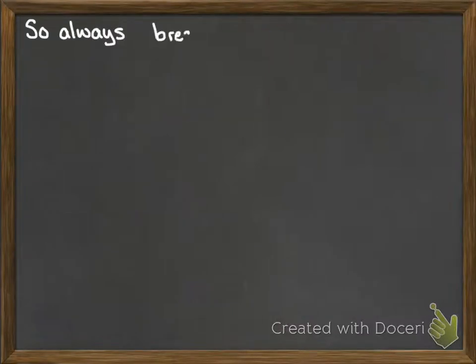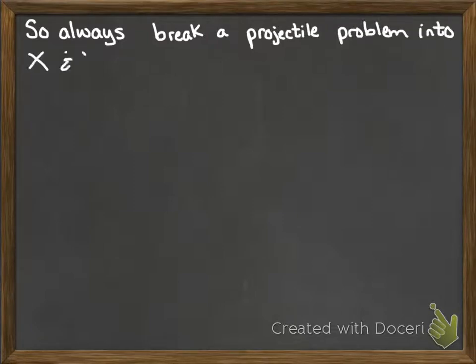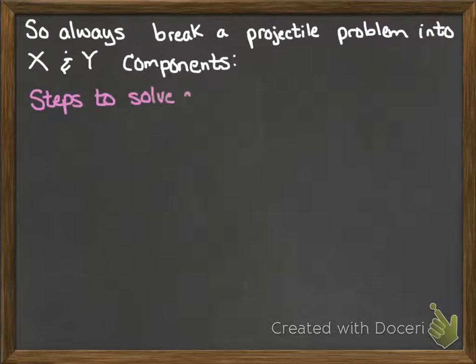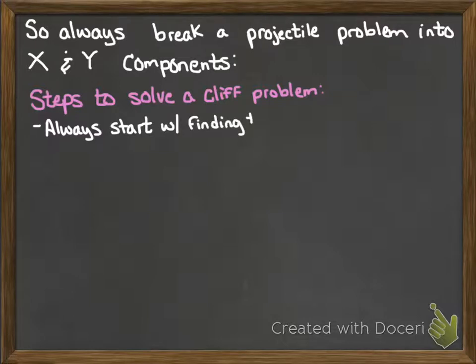And let's go ahead and look at the rules. The first thing we want to do is we always want to break a projectile problem into the x and the y components. And let's look at the steps for solving this. This will be for any of the cliff type problems that you're going to encounter. Anytime you're dropping anything from a height and it's being affected by gravity, you're always going to start with finding time. So that's the most important thing.